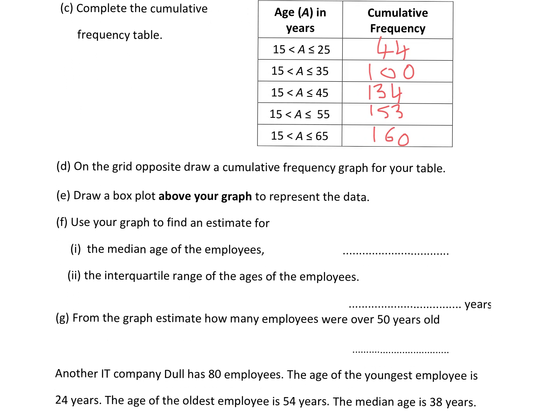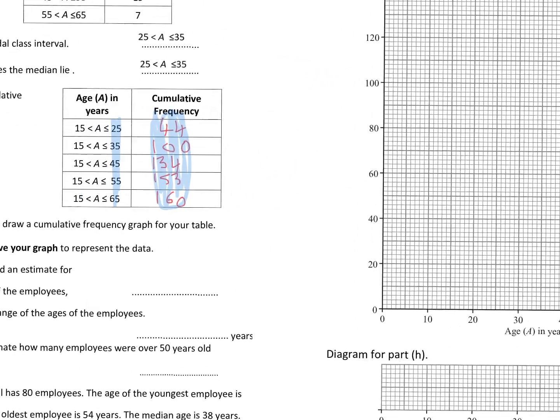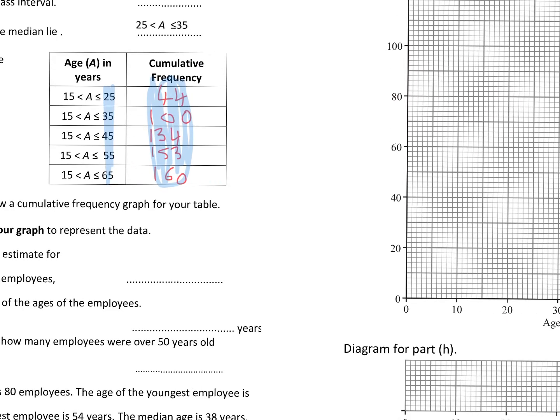On the grid opposite, draw a cumulative frequency graph for your table. If I just remind you, when you're drawing a cumulative frequency graph, you're plotting the upper limit against the cumulative frequency. So I'm going to do that. Now I'll do the first 2, and then I'll just pause the video and do the rest. There is nobody aged 15 or below. So if I go to 15, I can put an X at the bottom because there's nobody that age. The next group's 25, which is going to be here.